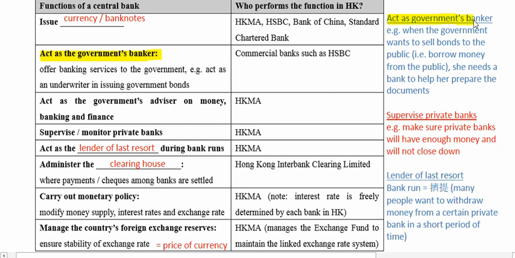For example, when the government wants to sell bonds to the public so as to borrow money from the public, the government needs bank to help her prepare the documents. Another function is to supervise private banks. For instance, the central bank needs to make sure that private banks have enough money and will not close down.